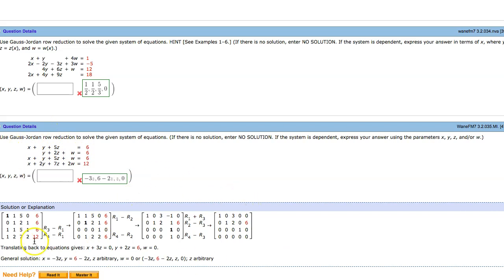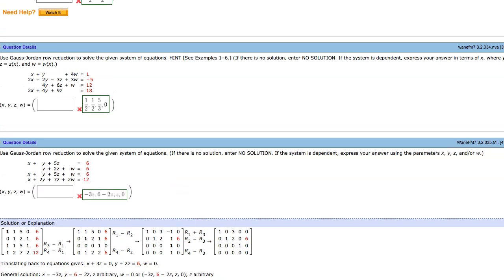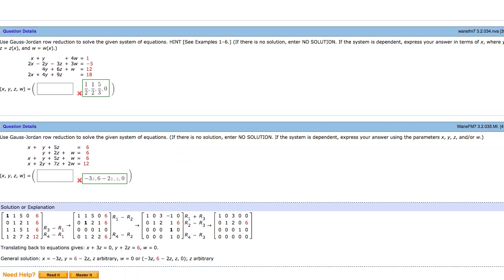Questions like these are kind of funny. They're kind of strange. So neg 3z is x, 6 minus 2z is y. Now z is just your reference call. You put z himself for z. And then 0 is w.